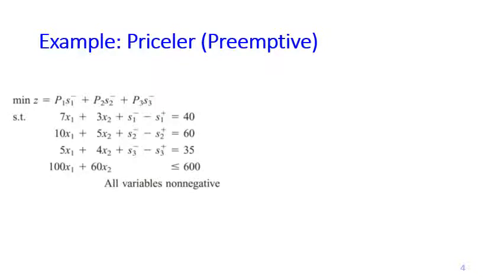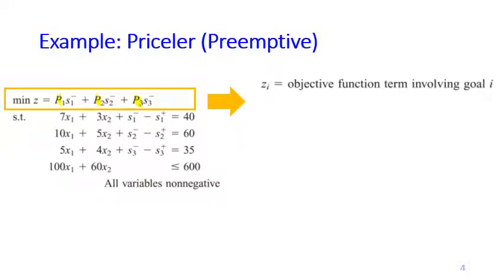Now here's how the formulation looks if we use the preemptive goal programming. You can notice here that we have P1, P2, P3, and we don't really have the exact values of P1, P2, and P3. We only know that P1 is absolutely larger than P2, and P2 is absolutely larger than P3. So what we need to do, because we do not have numbers for P1, P2, P3, is to separate this into 3 z's. So here we only have 1 z. Now we're going to separate it into z1, which is the function that involves anything related to goal 1, and then z2 for the function that involves everything related to goal 2, and z3 for everything related to goal 3.